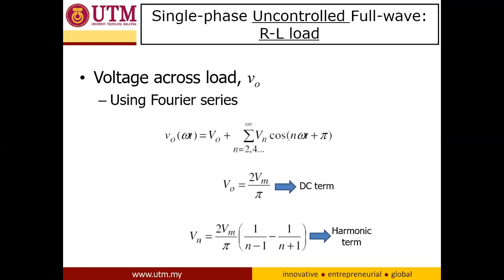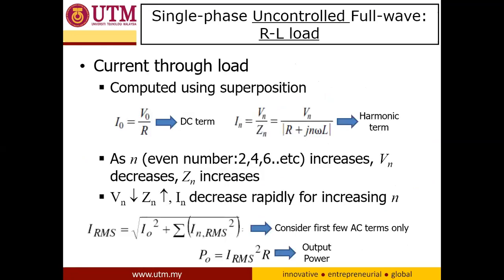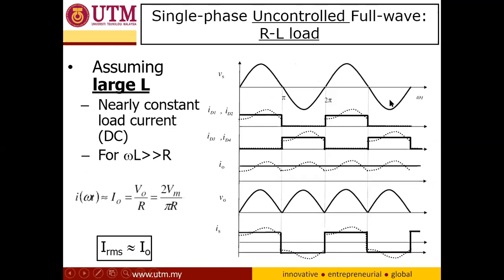This slide shows what happens when the inductor is very large compared to the resistor. In that case, instead of this nonlinear output current, the current will behave as a DC current.